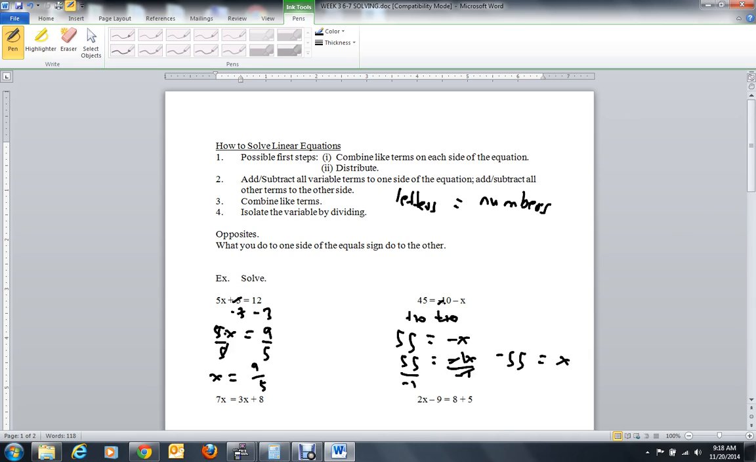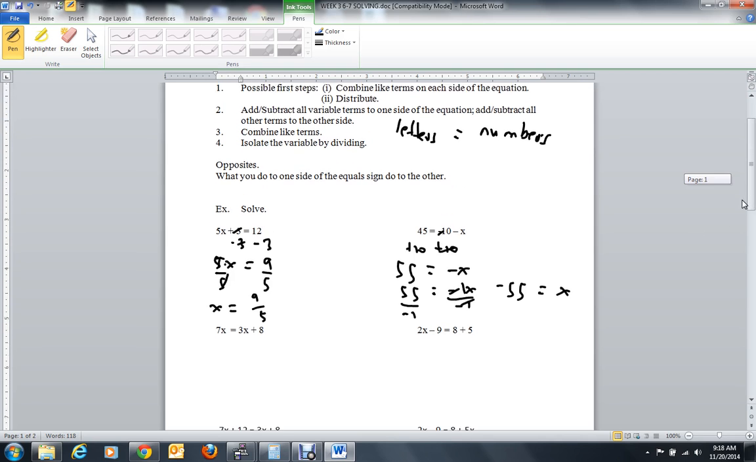So watch out. See, this minus 10 was being added or subtracted because of the minus sign after it. So that's why I did addition. But this negative 1 is being multiplied to the x. That's why I did division.